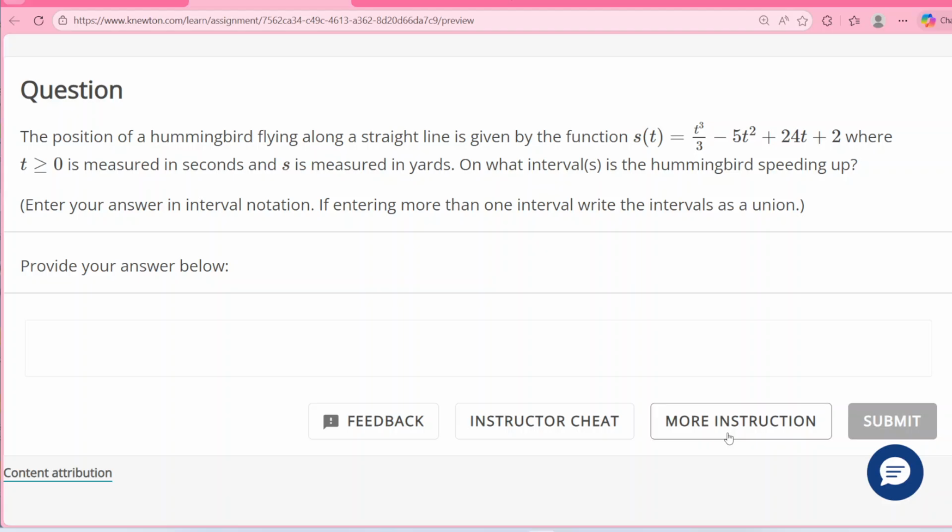But you will see a more instruction button. So if you're working on an objective or a question and you're unfamiliar with how to go about it, or you forget the material, you can click on more instruction, and then they'll provide you with some reading to do or videos to watch or both that will hopefully help you work on the questions from that particular objective.